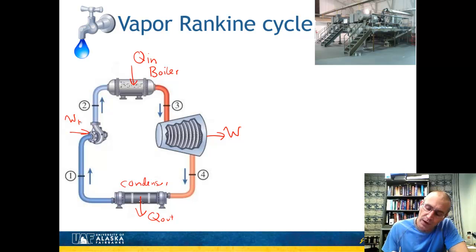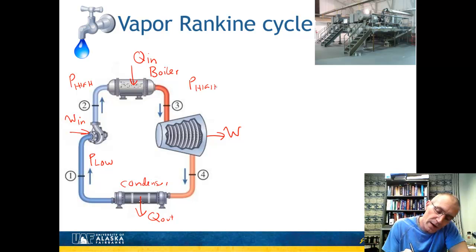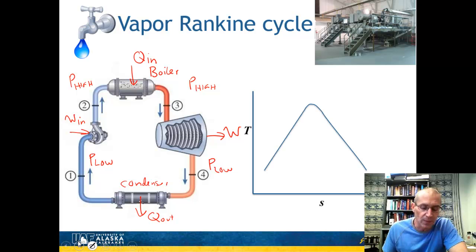So there's a little bit of work input going in there, and the point of this is to raise the pressure. So we have a low pressure upstream of the pump, and a high pressure downstream of the pump. Usually there's not much of a pressure drop through the boiler, so we have this high pressure on the other side. Then we run through the turbine and come back down to the low pressure. So this cycle tends to operate between 2 different pressures, a high pressure and a low pressure, similar to the Brayton cycle.